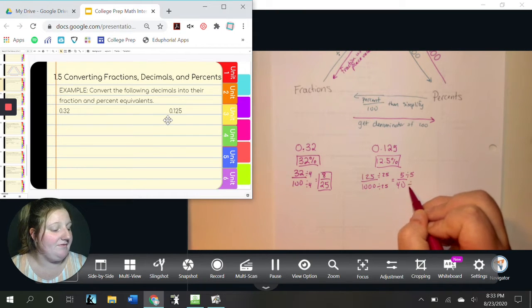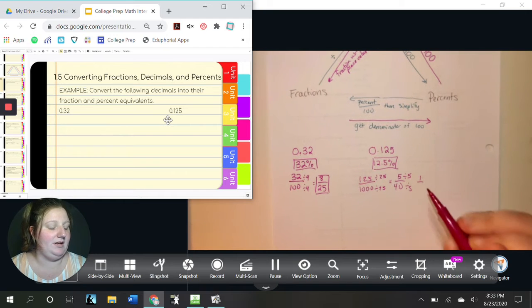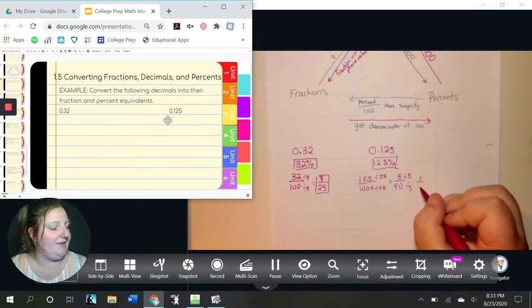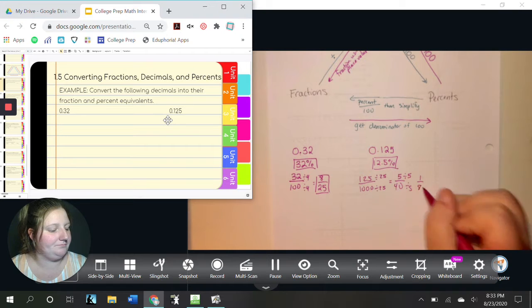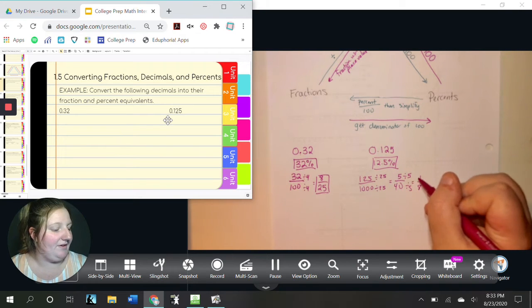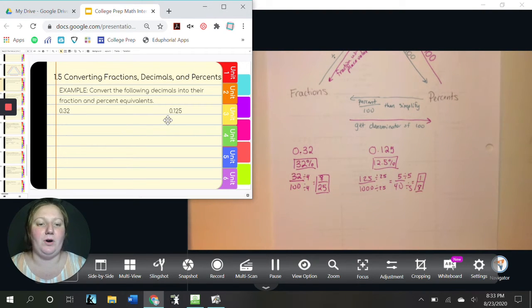So I'm going to divide by 5. 5 divided by 5 is 1. 40 divided by 5 is 8. So I get my final answer for my fraction is 1 over 8. So that was starting with a decimal and getting to the other two forms.